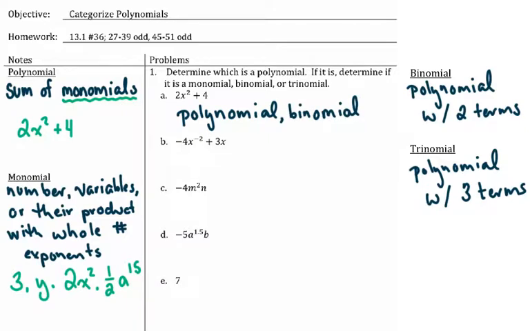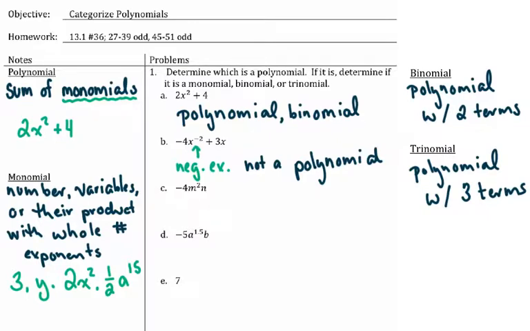So let's look at the next couple, see if we can determine which are polynomials and if they're monomials, binomials, or trinomials. So B, negative 4x to the negative 2 plus 3x. So we still have 2 terms, just like A, but this is not a polynomial because you'll notice that the exponent is a negative 2. Whole numbers are positive integers, right? So because this is negative, it's not a polynomial. Things that aren't polynomials don't have special names. We just say that they aren't a polynomial.